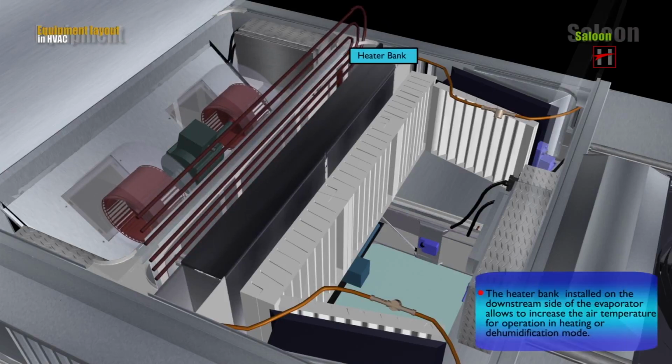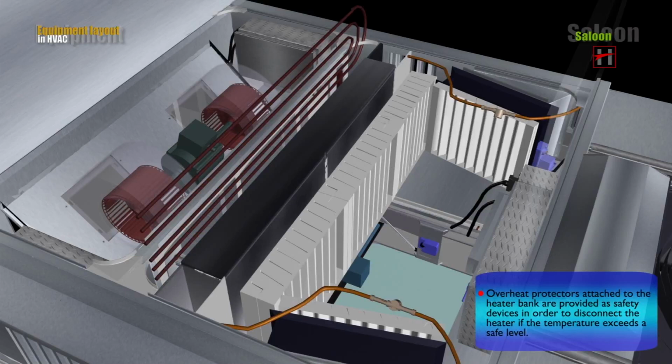The heater bank installed on the downstream side of the evaporator allows the air temperature to be increased for operation in heating or dehumidification mode. Overheat protectors attached to the heater bank are provided as safety devices in order to disconnect the heaters if the temperature exceeds a safe level.